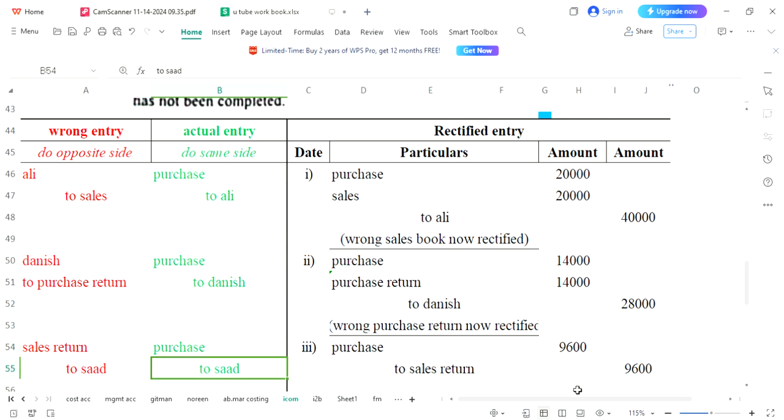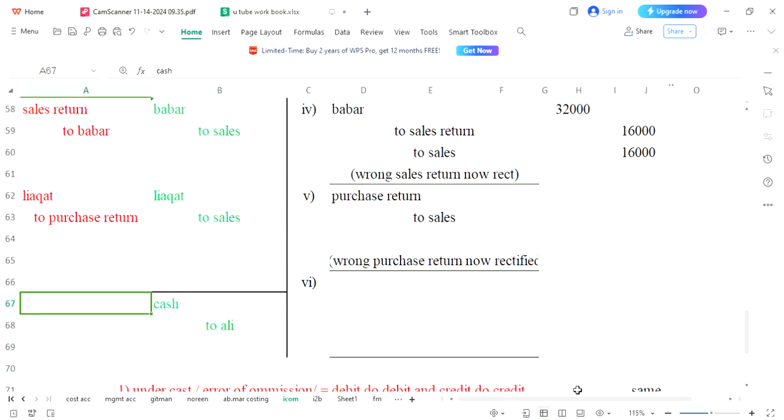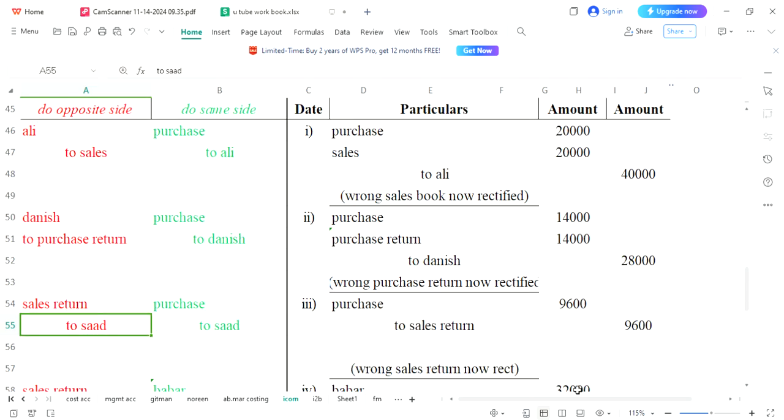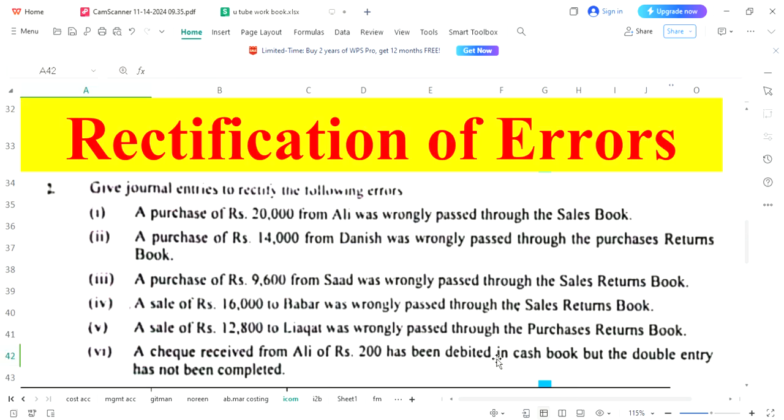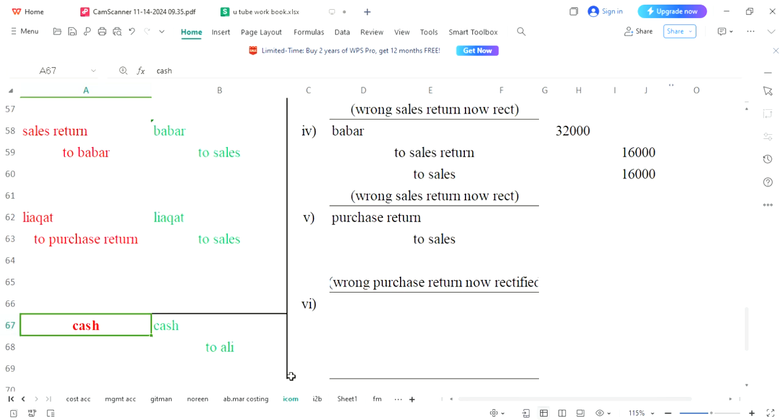Again, let's see. A check received from Ali, we have entered cash to Ali, has been debited in the cash book. That means they have written cash on the debit side, clearly mentioned as debited in cash, but the double entry has not been completed. What does that mean? Double entry means the second entry. Cash was required to be written on the debit side. They have written it on the debit side, no mistake. But Ali was required to be written over here, and they have not written it on the credit side.